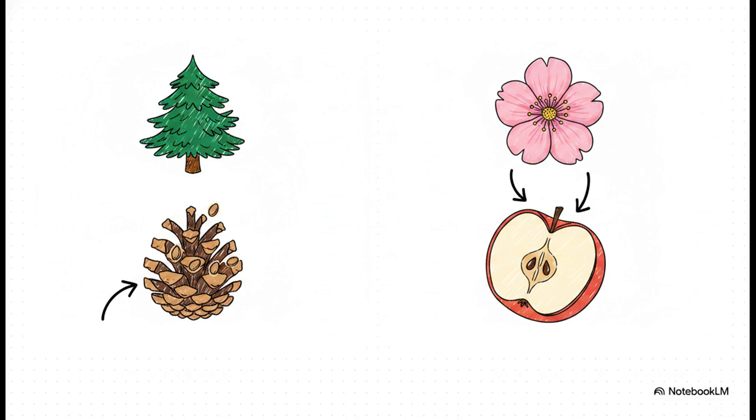Furthermore, they exhibit a totally unique phenomenon called double fertilization, where one male gamete forms the zygote and a second male gamete forms the endosperm, which is what nourishes the embryo.